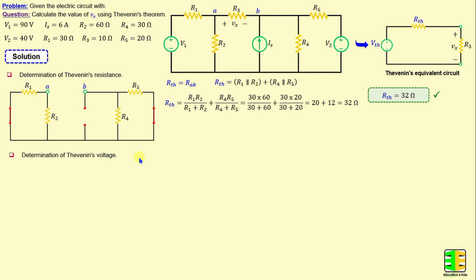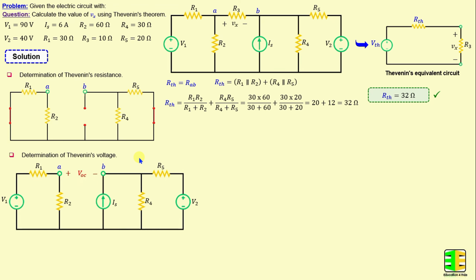The Thevenin's voltage is basically the open circuit voltage between terminals A and B when R3 is disconnected. The voltage VTH is equal to VOC, the open circuit voltage. In order to find VOC, I will apply the nodal analysis method. I will consider I1 is the current through the resistor R1, I2 is the current through the resistor R2, I3 is the current through the resistor R4, and I4 is the current through the resistor R5.